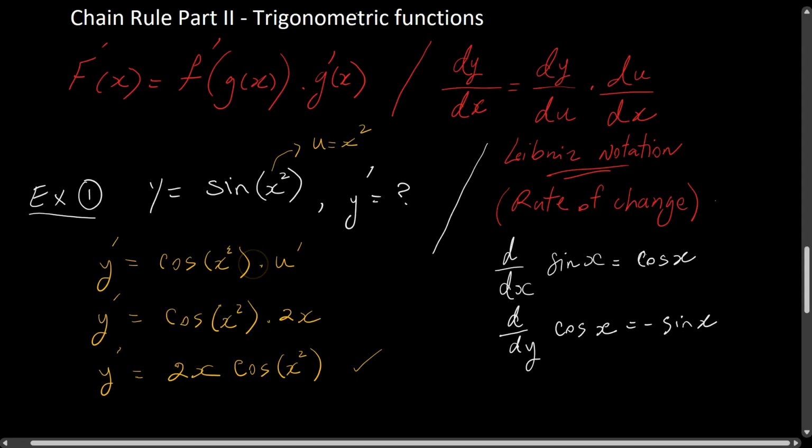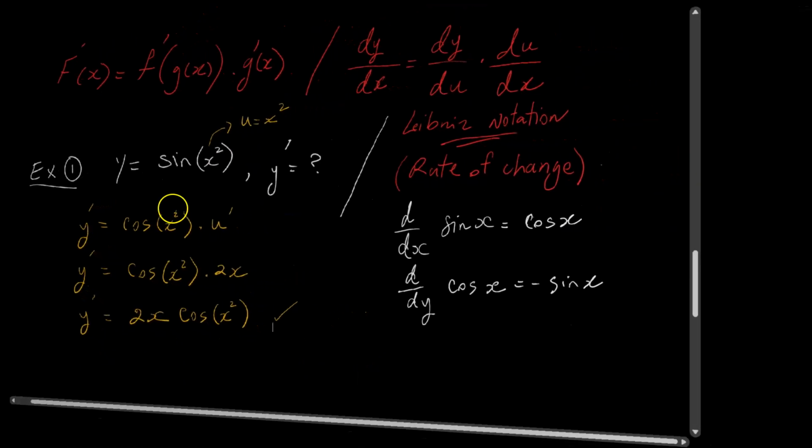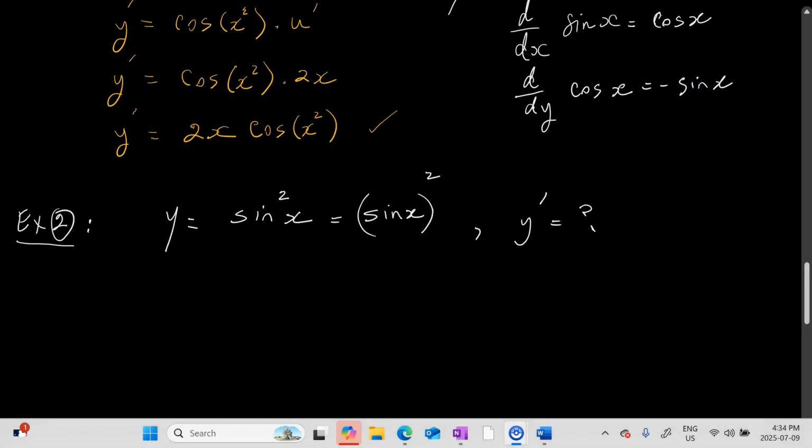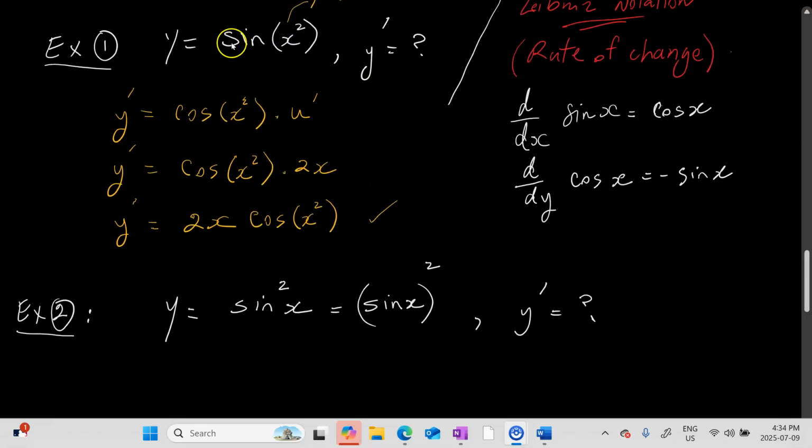All right, let's look at another question. Here is example number 2. We have y equal to sine squared x, which is equivalent to sine x all squared. Okay, so which is different. Be aware, this is a different function than sine of x squared, where x squared is inside of the bracket. Be aware of that, okay? It's a common trap, a common mistake that students make. So these are two separate, totally different functions.